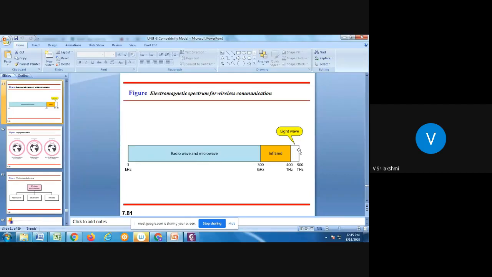And one more we have is the light wave. Light waves fall under 400 terahertz to 900 terahertz. But still, light wave implementation is not there. We are using only radio waves, microwaves, and infrared waves. Okay, this is about your unguided media.